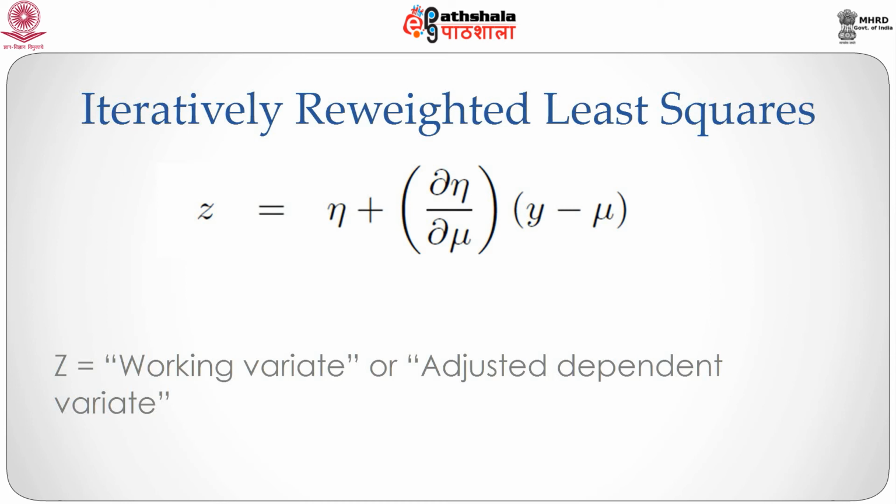So what does this mean? If you note the form of the score equation, it is as if at each iteration a weighted least squares is being fitted not on the original outcome y, but on something called z, which is my working variate or adjusted dependent variate. The weight matrix is W and involves the parameter beta, and so it must be re-weighted at each iteration.